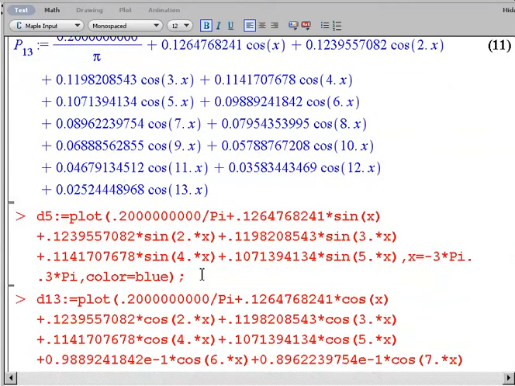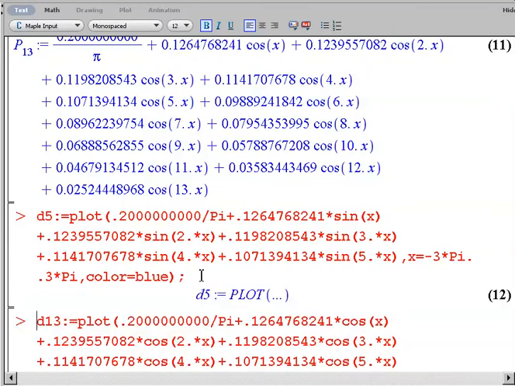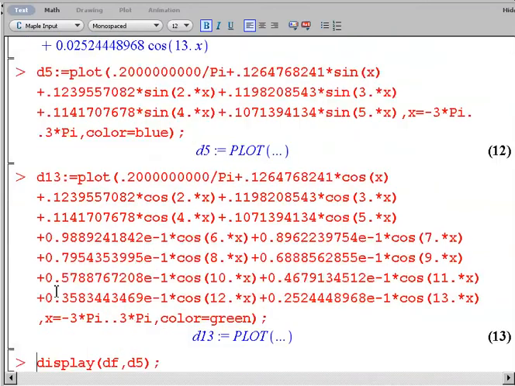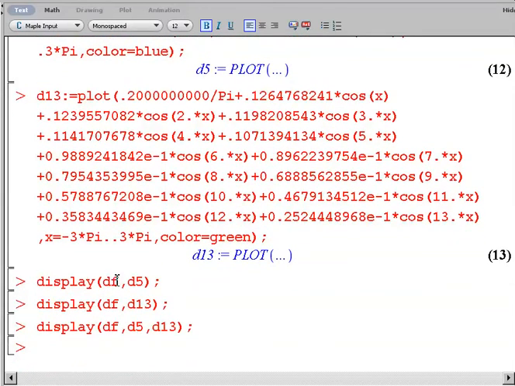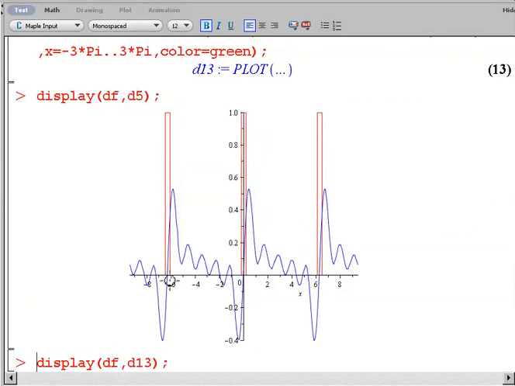Now we're going to be looking at the plots in the next part. So what I'm going to do is store the 5th degree polynomial. I'm going to call it D5 and color it blue, and the 13th degree polynomial. Right? So let's go ahead and look at our plots together. So df is the plot I stored for the original function. D5 is our 5th degree polynomial.